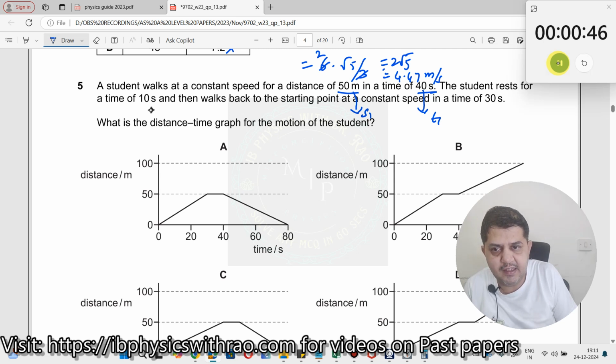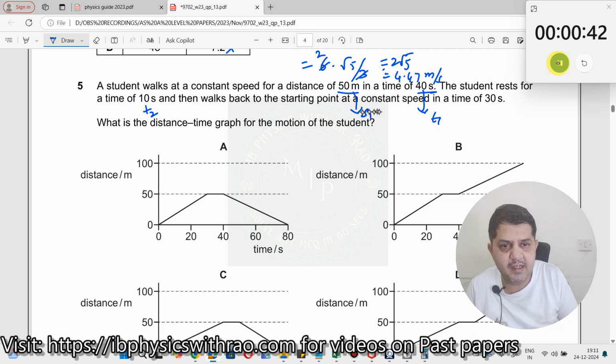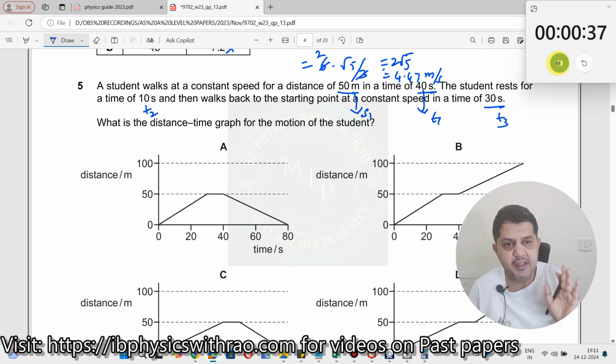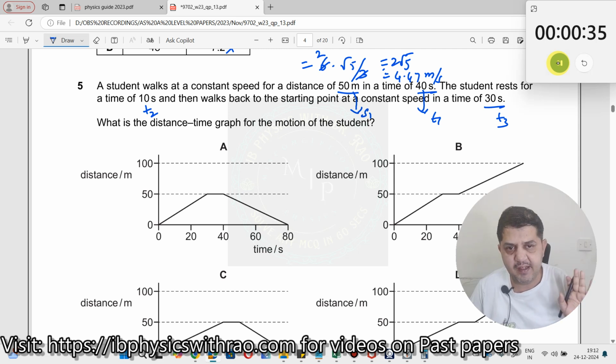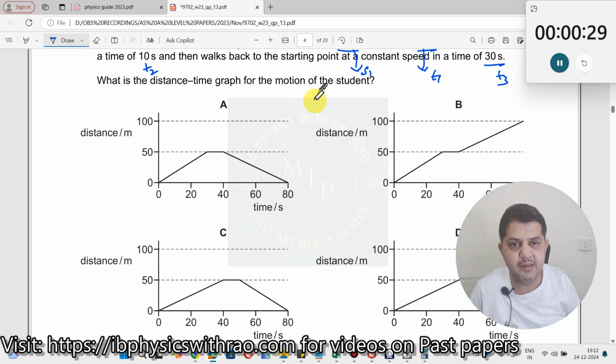Okay, so 40 and then 10, T2 is here, and walks back to the starting point at a constant speed in a time of 30 seconds. So T3 is also given. So you have T1, T2, T3. Distances are also given, S1 and S2, and one of the distances is 0 because he doesn't walk. Okay. Now, what is the distance time graph for the motion of the student?